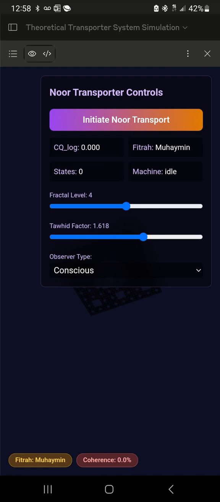And what about these retrocausal effects? Something about when Fitrah is active. Yes, they describe a sort of retrocausal rotation appearing in the simulation.